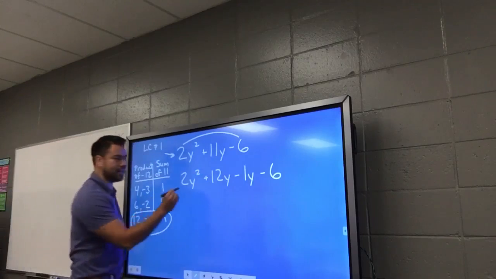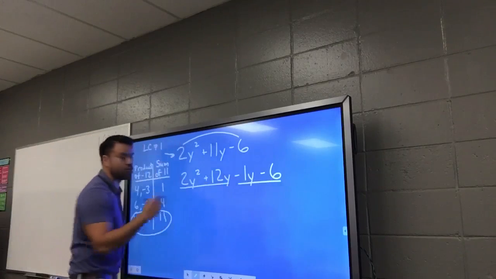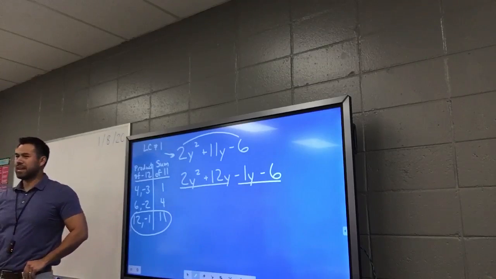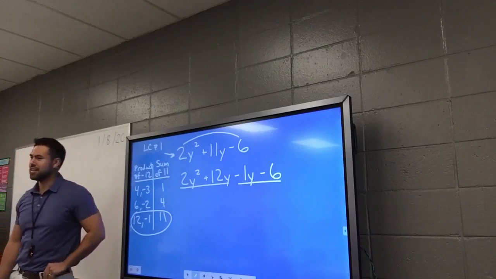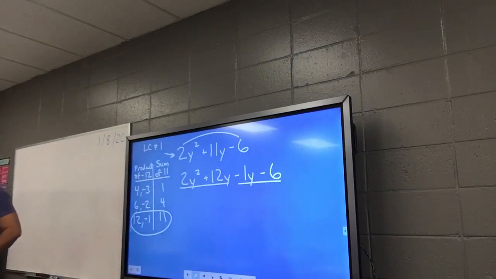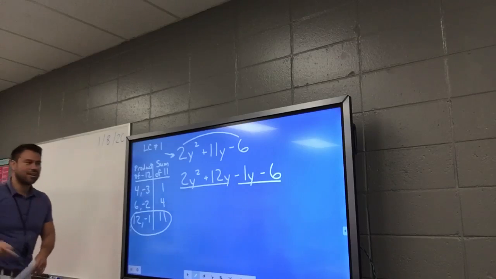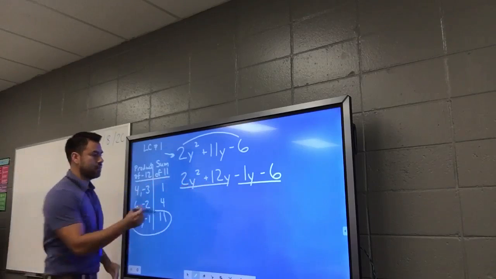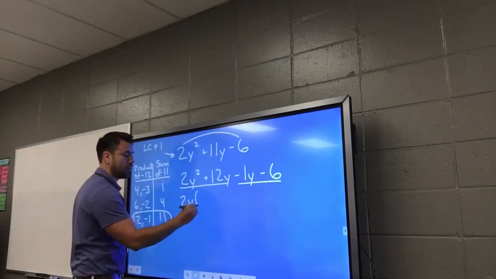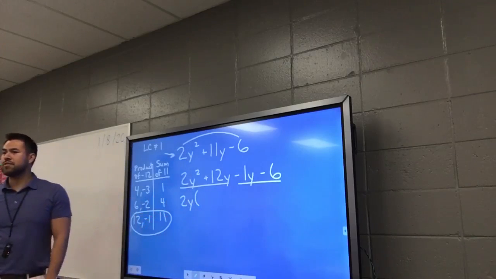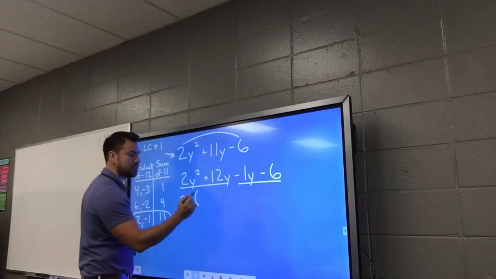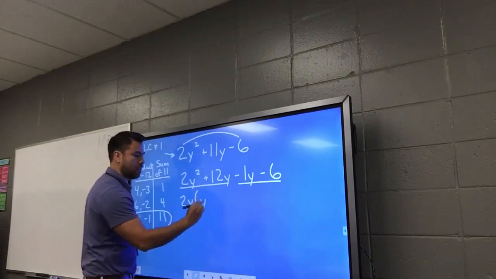Factor by grouping. Somebody help me out with the first. I know these boys are getting it. I need a young lady to help me out with this. Yes, I see that hand. Anna Grace. What's the GCF of these 2 terms? 2y. Okay. Somebody else tell me what's left in the parentheses. Sophie, what would be left in these parentheses? Y plus 6.